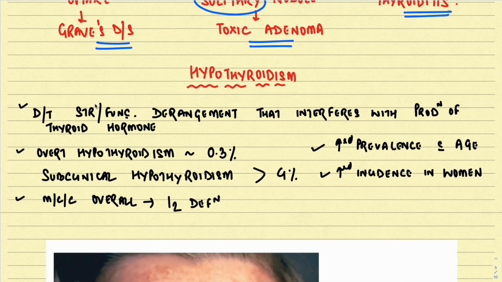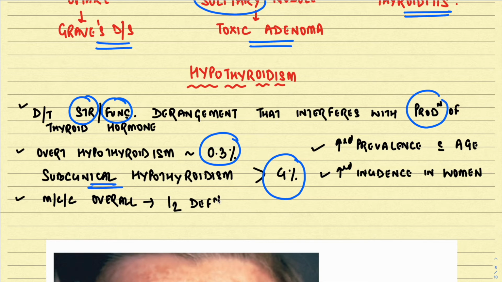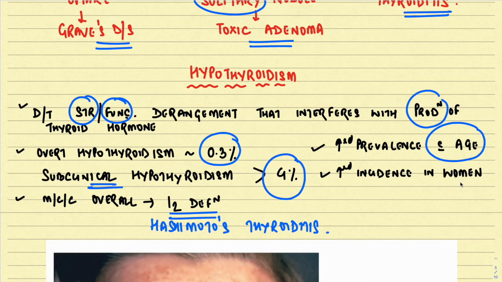Hypothyroidism occurs because of a structural or functional derangement that interferes with the production of thyroid hormone. The prevalence of overt hypothyroidism is 0.3% and that of subclinical hypothyroidism is very high, more than 4%. The most common overall cause of hypothyroidism is iodine deficiency. And the most common cause in iodine sufficient areas is Hashimoto's thyroiditis. There is an increased prevalence with age and an increased incidence in women.